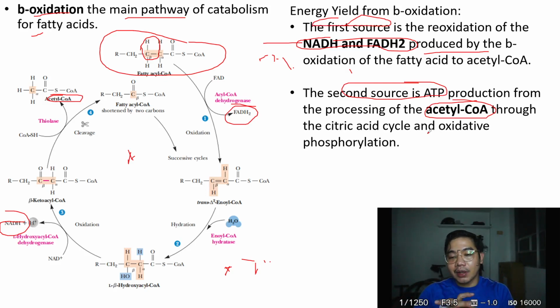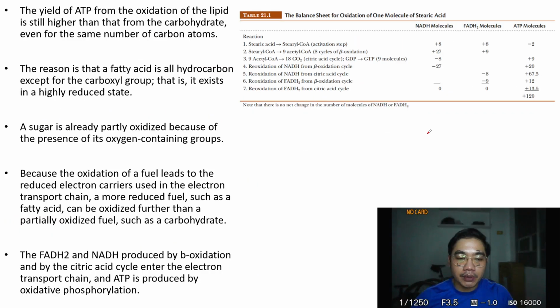So, beta oxidation does not directly produce ATP. But it's more of producing another set of substances that will be further processed into ATP. And mind you, beta oxidation produces a lot of this NADH, FADH2, and your acetyl-CoA. So your yield per molecule of fatty acid in comparison to a carbohydrate is leaps and bounds greater than that carbohydrate molecule, no? Which we will talk about later.